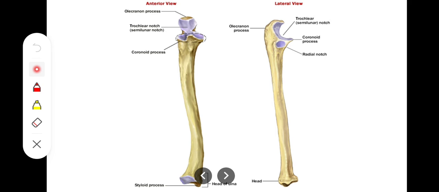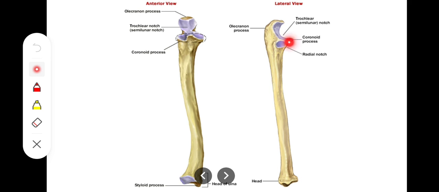So in case of radius, we had, you can say, एक portion था which came in contact with the capitulum, which was the head of radius, right? But in case of ulna, there is a notch called the trochlear notch that comes in contact with the trochlea of the humerus to form the elbow joint. So these two bones are coming in contact with the humerus to form the elbow joint, right?